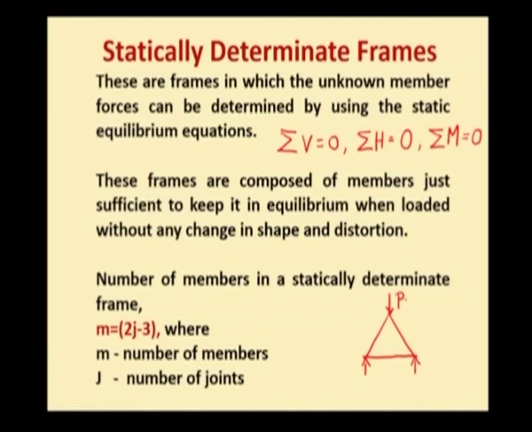So, because of this external load P, each and every member of the truss, the 3 members of the truss, will be subjected to some amount of stress or load. So, the unknown member forces in these 3 members shall be determined by using the 3 conditions of equilibrium, namely sigma V equal to 0, sigma H equal to 0 and sigma M equal to 0. So, if we are able to determine the unknown member forces by using these 3 conditions of equilibrium, then such frames or trusses are called statically determinate frames or statically determinate structures.